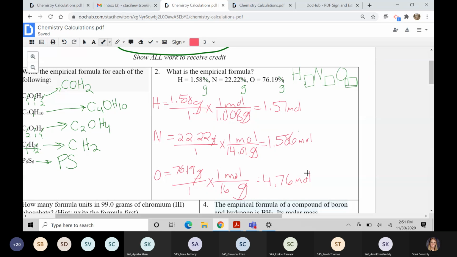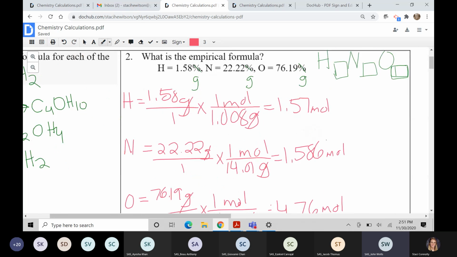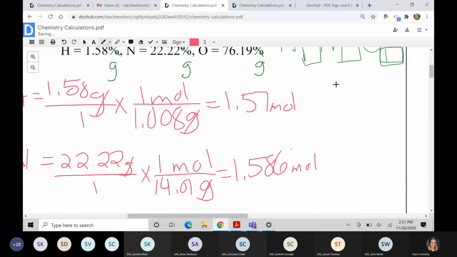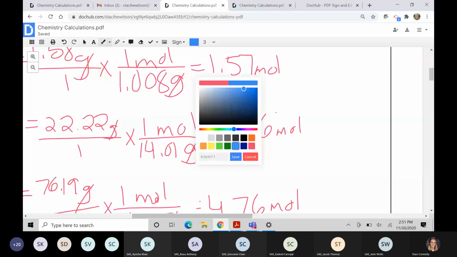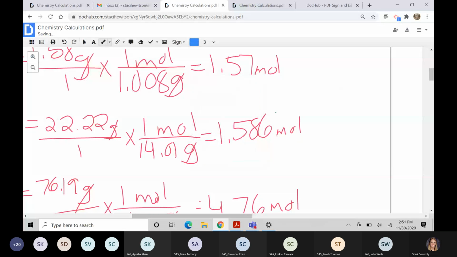Now that we have moles in all of these, we can look at which one of these is the smallest. So, John, are you there, John? Yes. Okay, John, out of these three mole amounts, which one's the smallest? 1.57. Perfect. So do you remember what we have to do next with that smallest one? You divide all of the numbers by the smallest one. Perfect. Thank you, John. So we're going to divide all of them by 1.57.